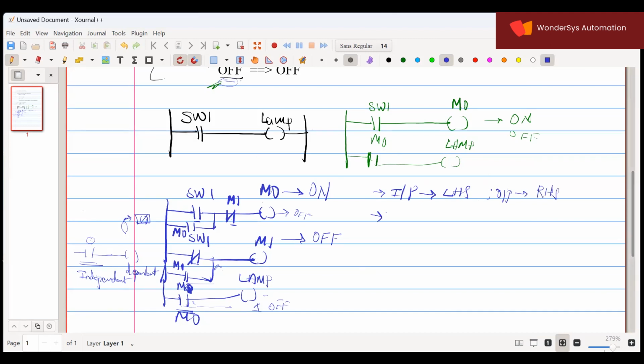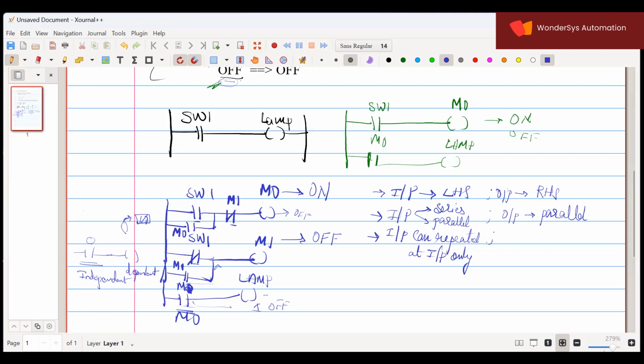Now, input addresses can be repeated. Inputs can be connected in series as well as parallel. But outputs can be connected only in parallel, not in series. Okay. Next. Input address can be repeated at the input side only.